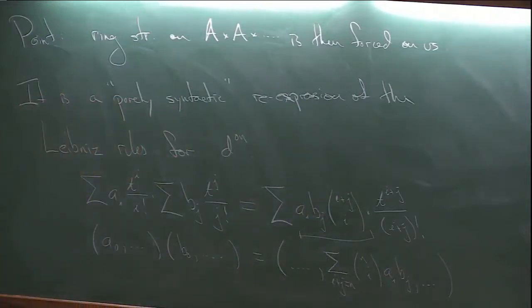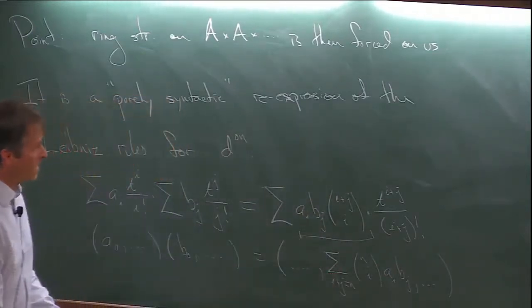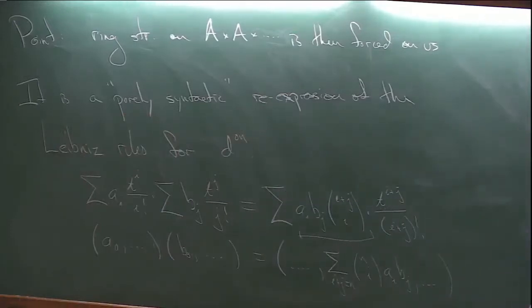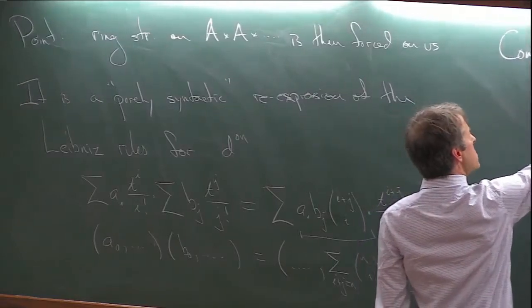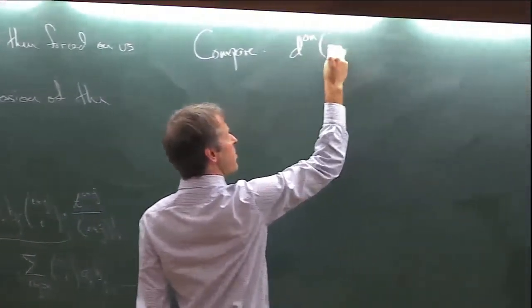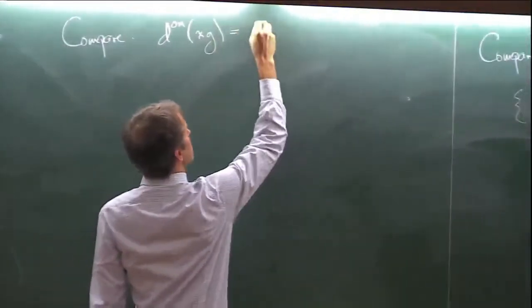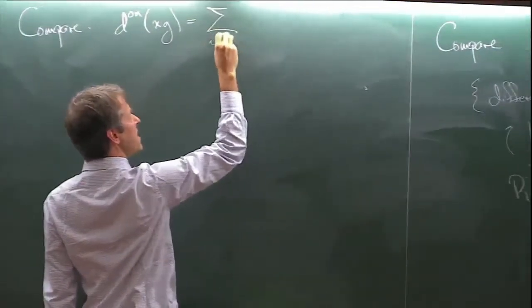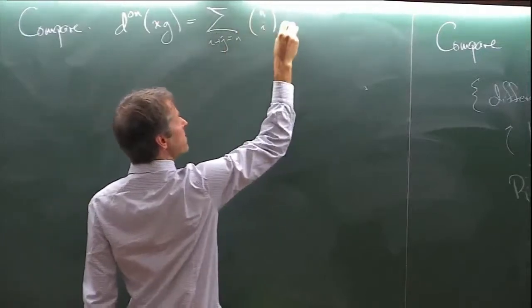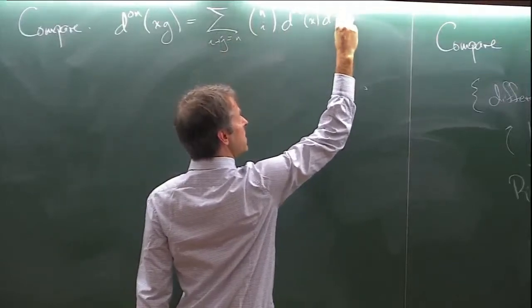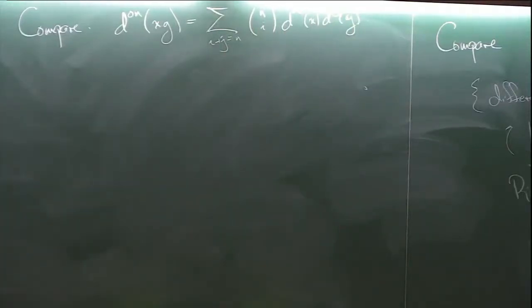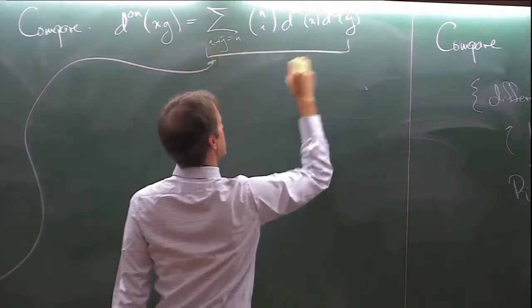So it's given like this, where this is the nth entry. But then what is the Leibniz rule, the product rule for the nth derivative operator? It's exactly that. So we'll compare that to the nth derivative of a product, which is the sum over i plus j equals n, of a binomial coefficient times the ith derivative of the first factor and the jth derivative of the second factor. And this right here is the same.